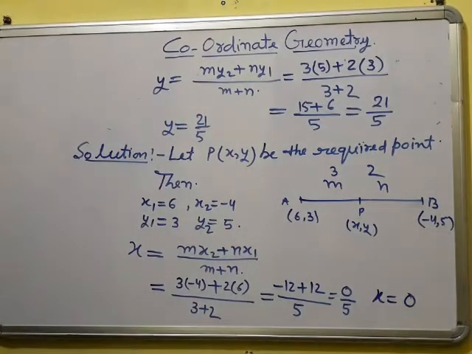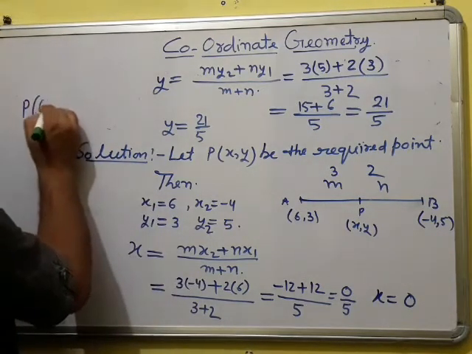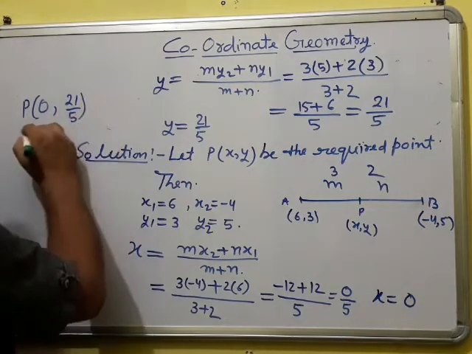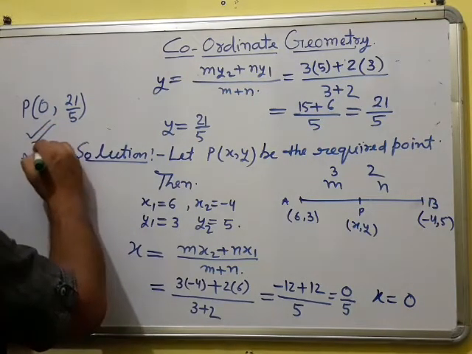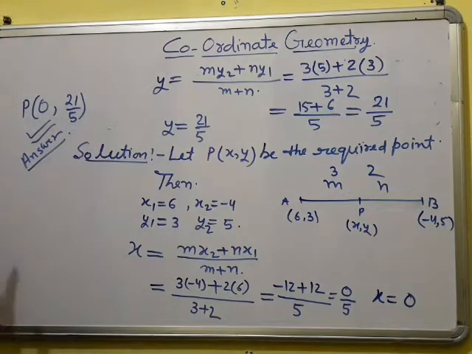This one is the answer, and P's coordinates are (0, 21/5). This one is your answer. Clear? This one is clear.